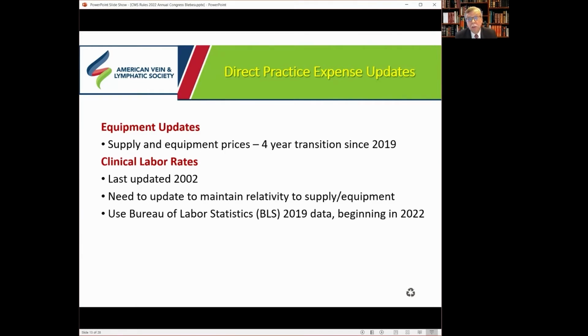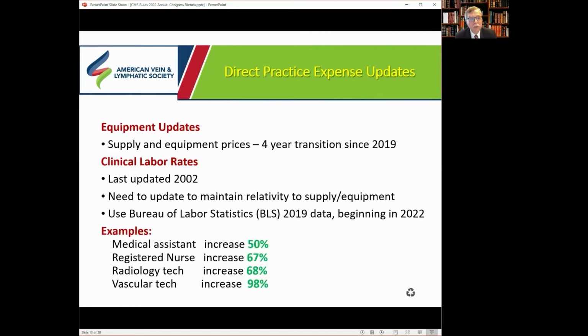Now, it was last updated in 2002, so this sounds reasonable, and CMS is proposing to use the Bureau of Labor Statistics 2019 data, that's the latest data available, beginning next year. So for example, the labor cost for a medical assistant would increase by 50%, a registered nurse 67%, radiology tech 68%, and a vascular tech will be almost double.